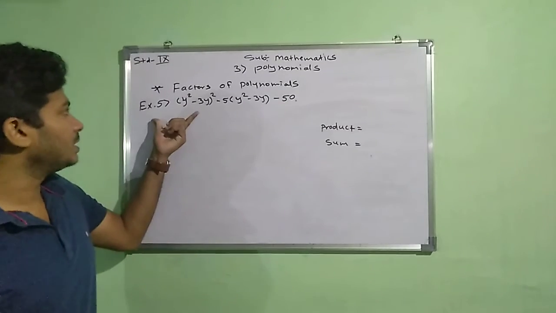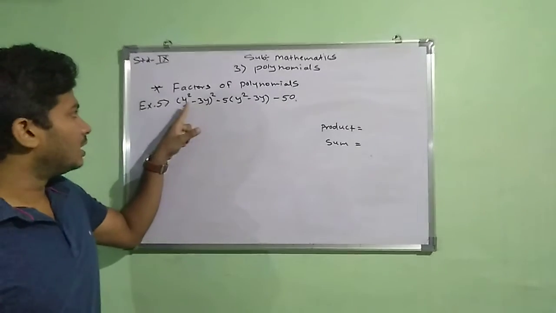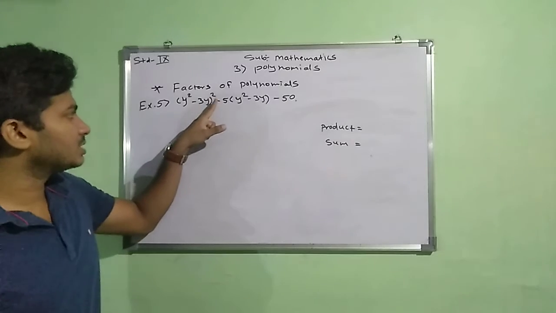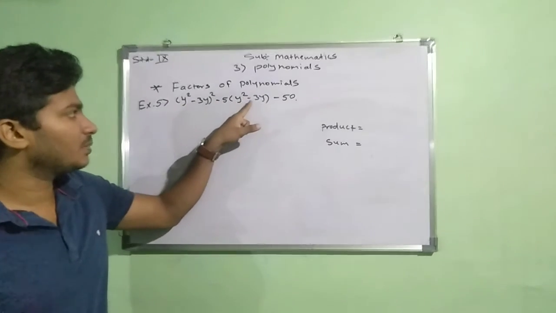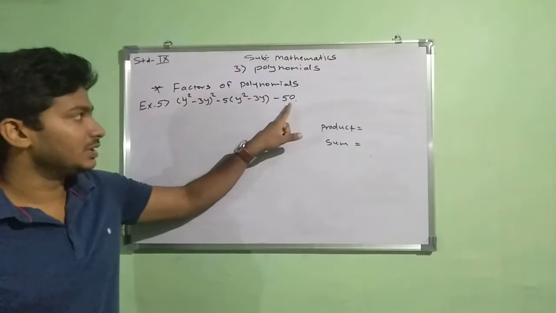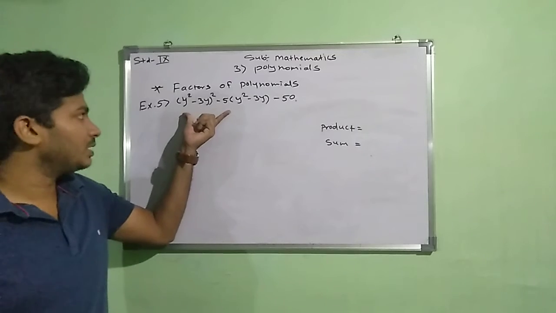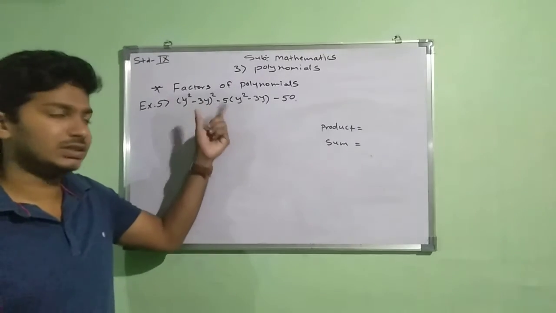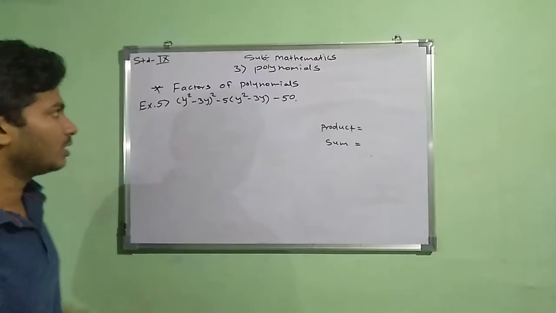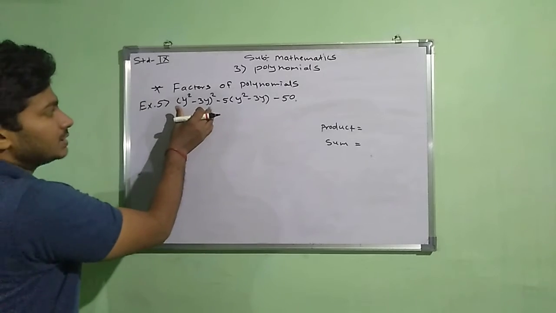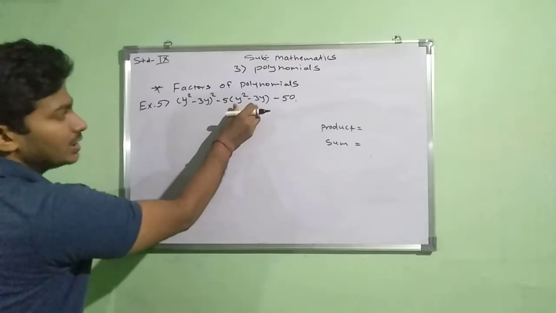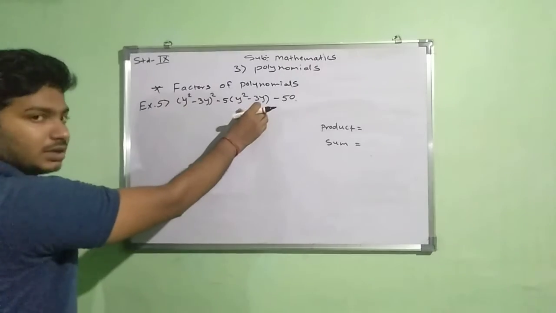So this is the fifth example. This is a different kind of example. The example is (y² - 3y)² - 5(y² - 3y) - 50. If you see this kind of example, we have to convert it into a quadratic equation. This example is not in quadratic form, but we can see here that y² - 3y and y² - 3y, both the terms are the same.